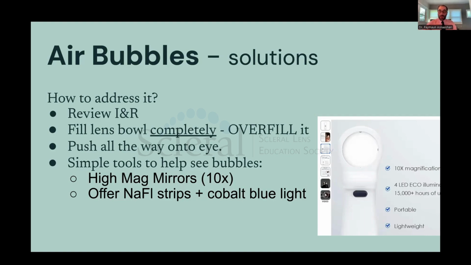Another one you can do is offer, in the beginning phases of your trainings, sodium fluorescein strips and have them get a cobalt blue light that's portable, or if you have one willing to spare, you can give to your patients that are having more challenges with bubbles. It just will help to identify bubbles quickly with using that cobalt blue light. So it's something you can consider doing if you wish.